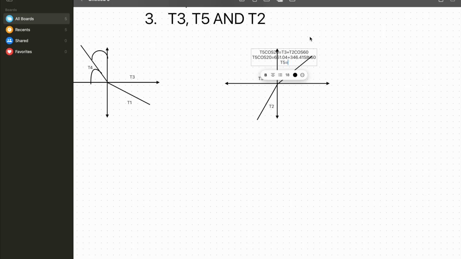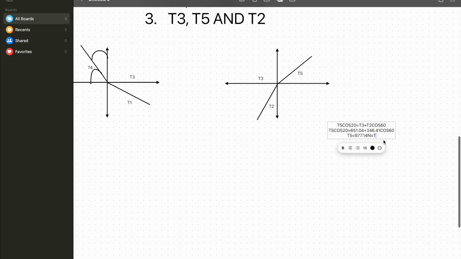Okay, so it equals 877.14 as well. So we can tell automatically that T5 will be equal to T4, but for the sake of proof we had to do that.